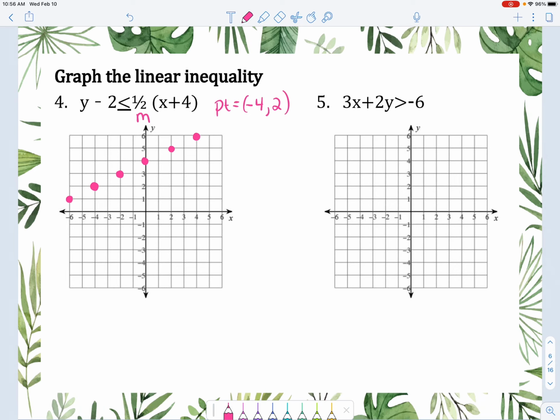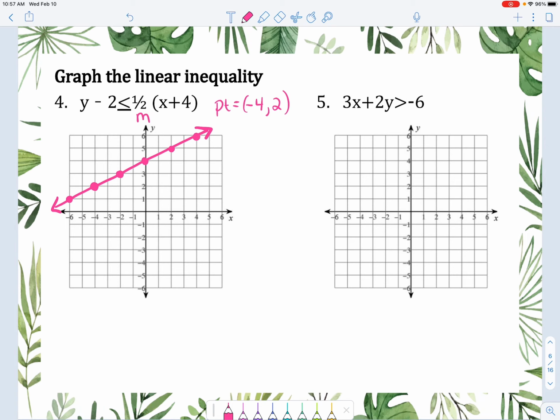Now, before I connect these points, I need to look at the inequality symbol to determine, do I connect them with a dashed or solid line? Well, the bar underneath tells me I want all the points along the boundary line to count. So I'm going to connect with a solid line like we normally would.